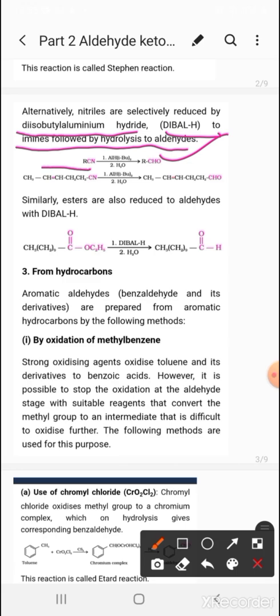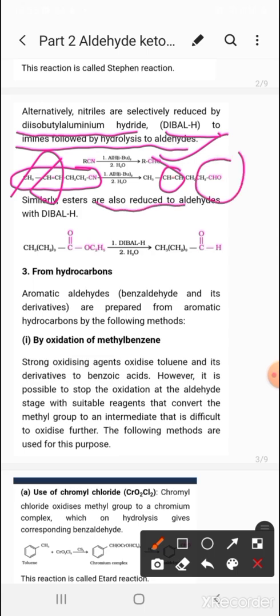So again in the next example, the substrate has the nitrile as well as a double bond. It is not attacking the double bond, it is reducing the CN to the CHO group. Similarly, esters are also reduced to the aldehyde with DIBAL-H.